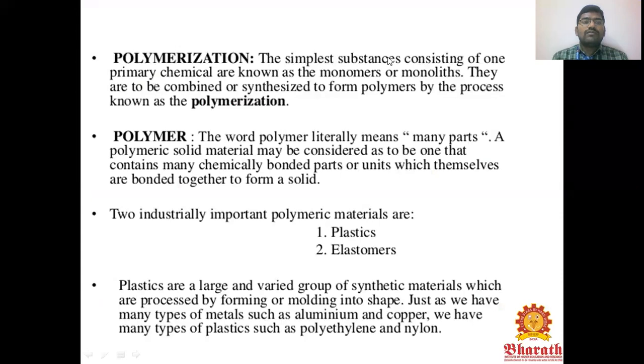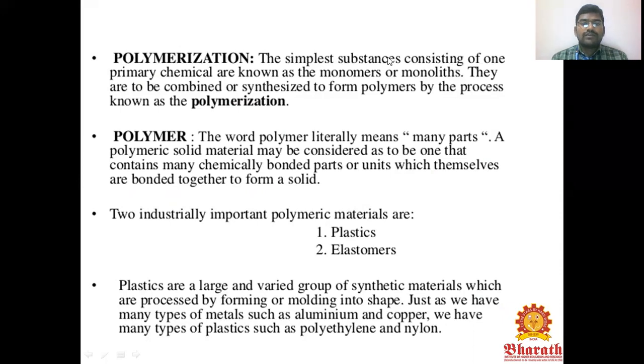In polymerization, the simplest substances consisting of primary chemicals are known as monomers. They are combined or synthesized to form polymers by the process known as polymerization. The word monomer literally means many parts. A polymeric solid material may be considered as one that contains many chemically bonded parts or units, which themselves are bonded together to form a solid material.